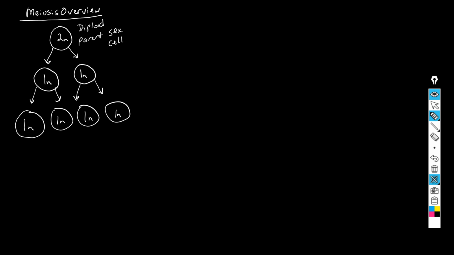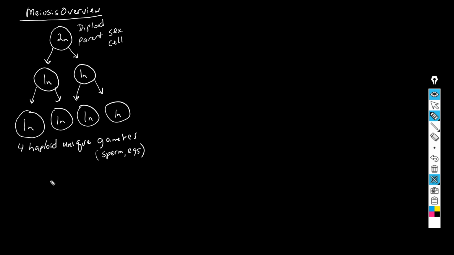And then the end result here is we get those four haploid, and this is the important part, unique, they're all different, gametes. And so when we talk about gametes, if this was a testes cell that was going through meiosis, we get sperm. And if it's an ovary cell, then that's where we get an egg and those three polar bodies that we discussed.